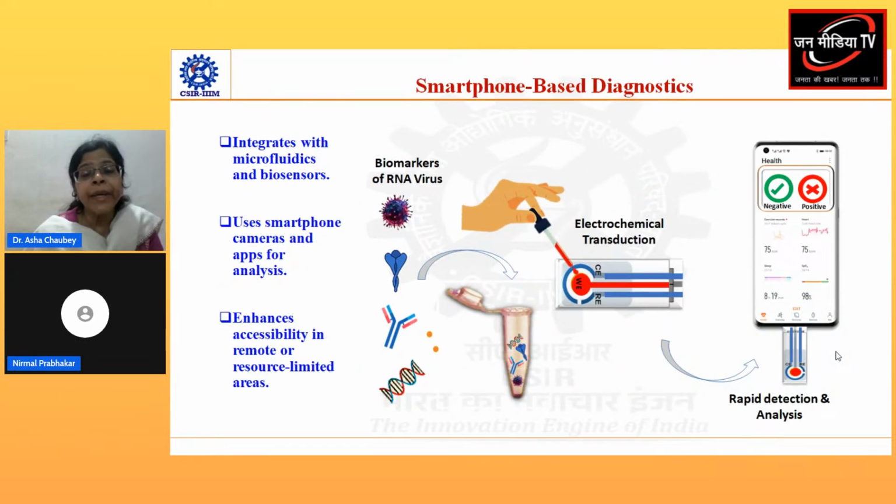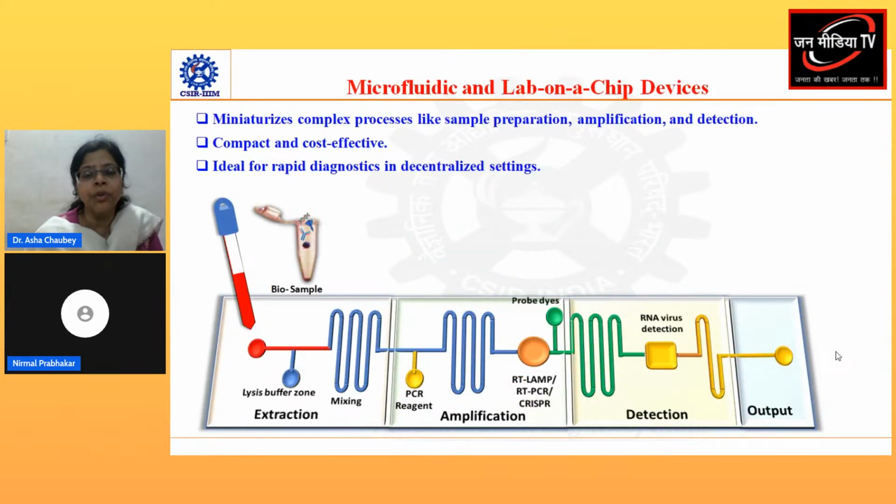There have been some advances where smartphones have been used with the lateral flow assay, and the result can come on the smartphone, so it can integrate microfluidics and biosensors. If we can integrate, the results can come on the smartphone also. And if there are cameras and all, these are some of the integrated approaches which people have been trying in due course of time.